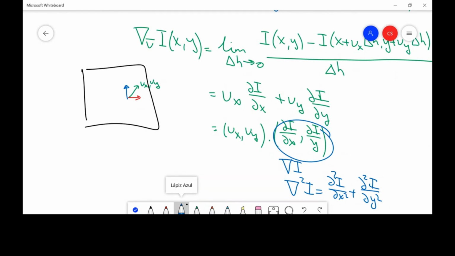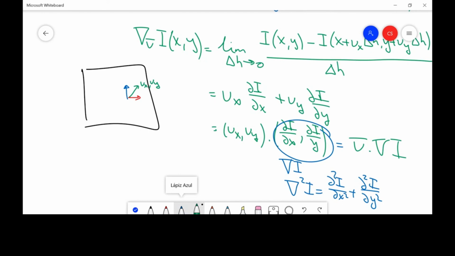So the Laplacian has to do with the second derivative, and the gradient has to do with the first derivative. So this is equal to u, the inner product with the gradient of the image. This is a very, very nice result. So you can compute the derivative in any direction by simply taking the gradient, that is the derivative in x and y, and then computing the inner product with the direction you are interested in.